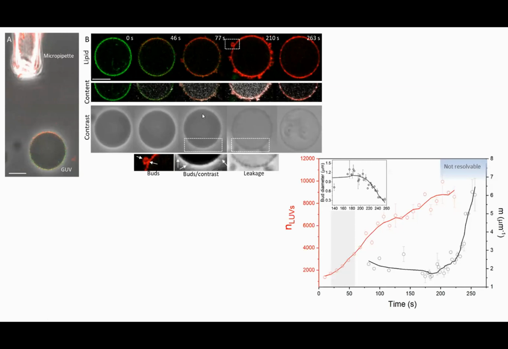However, at a much later stage, when fusion becomes very significant and you have many more buds in the membrane, the vesicle loses its integrity, meaning that the GUVs cannot cope with so much fusion.